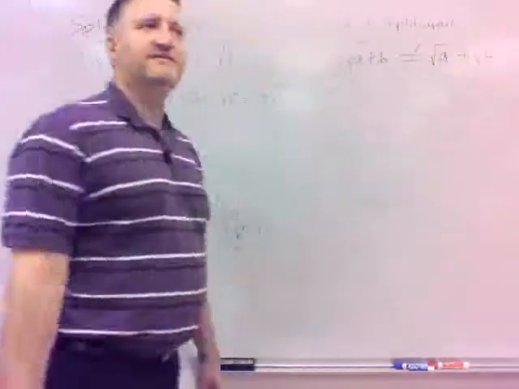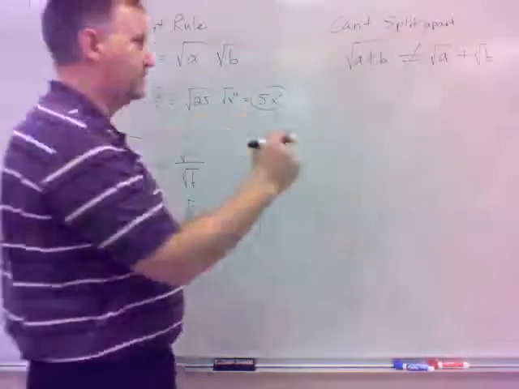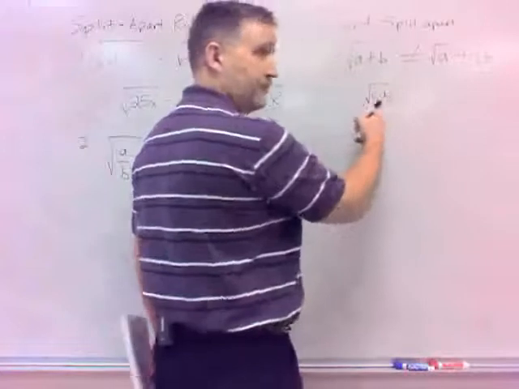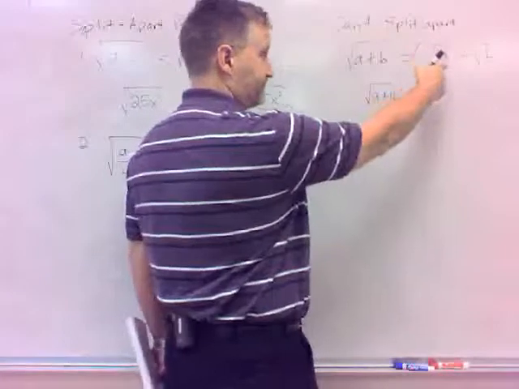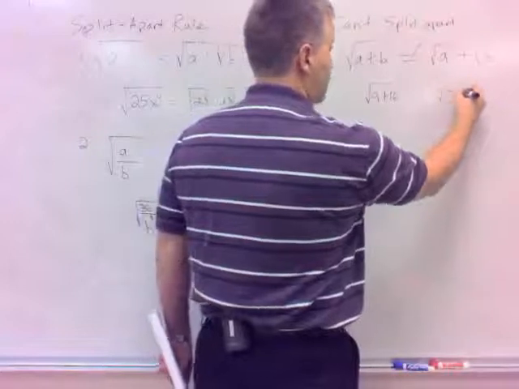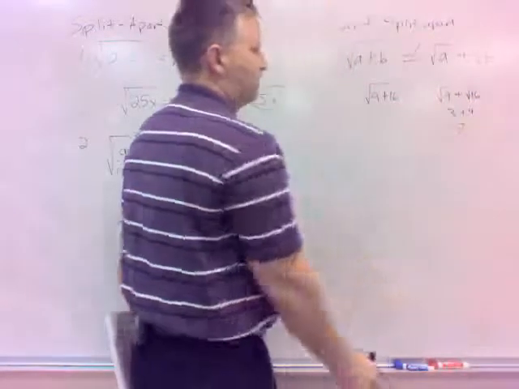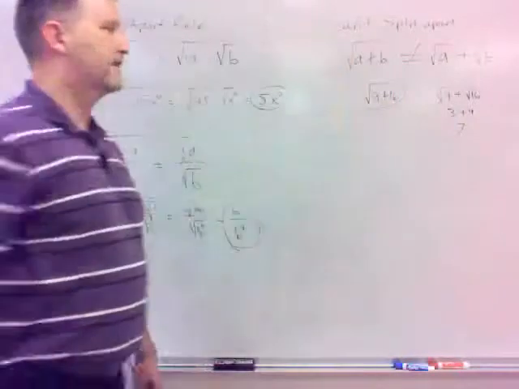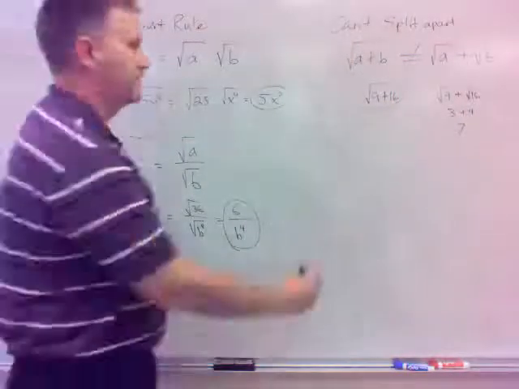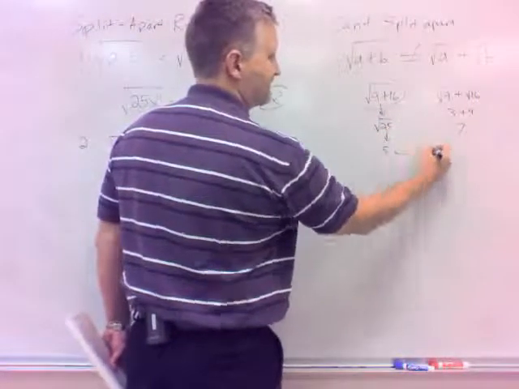Let me give you a for instance. The square root of 9 plus 16. If that was true, that the square root of a plus b equals the square root of a plus the square root of b, this would be the square root of 9 plus the square root of 16, which is 3 plus 4, 7. But what do I actually get? What is this square root of 9 plus 16? It's the square root of 25, which is 5. You see?